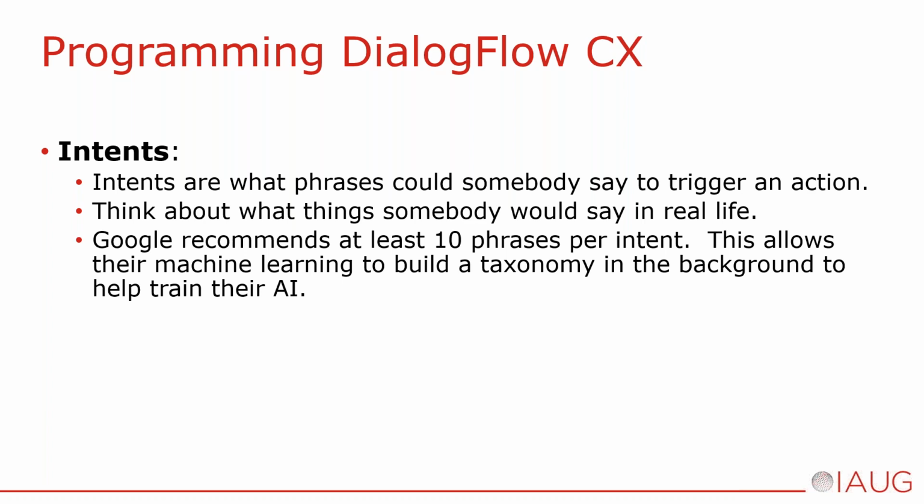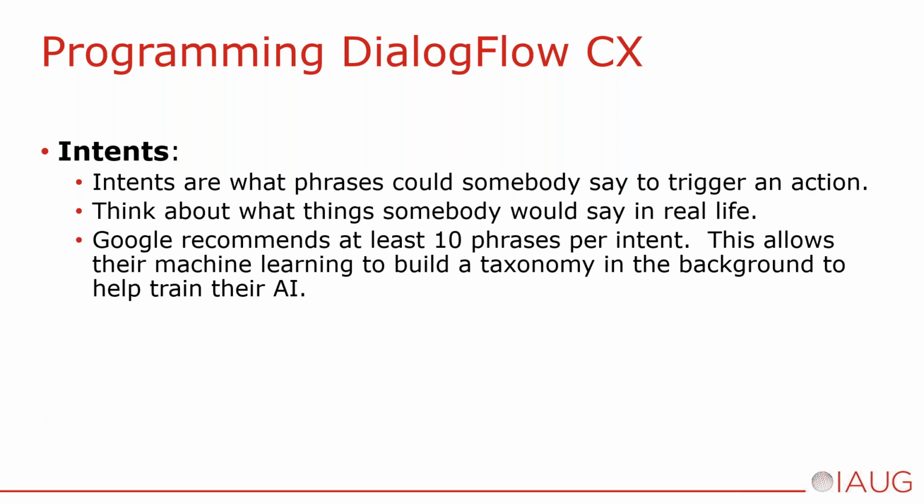When you build these, Google recommends that you do at least 10 phrases per intent. And again, I'll show this in just a moment. The neat thing is, once you've put in these 10 or so phrases into the system, the machine learning system in the background starts building a taxonomy about how people are going to be asking this. So you don't actually have to write in every single one of the 1,000 ways that somebody may ask for something.